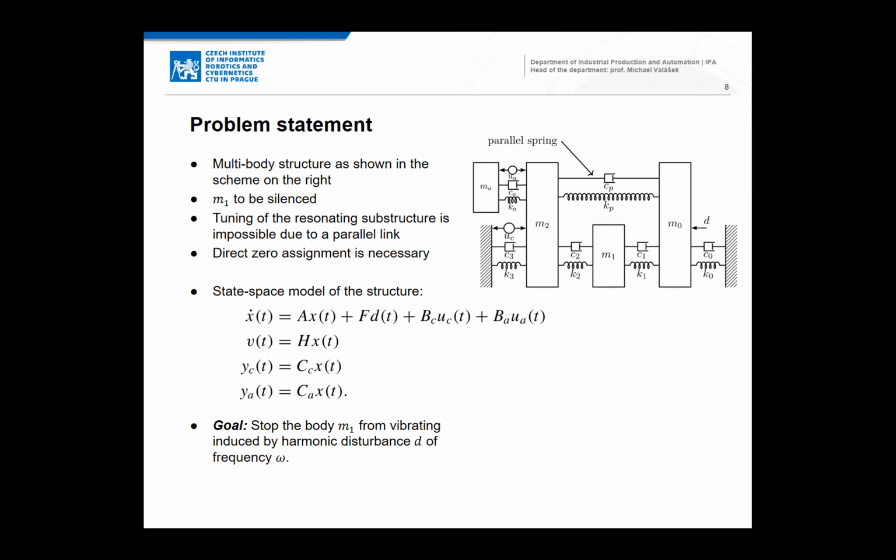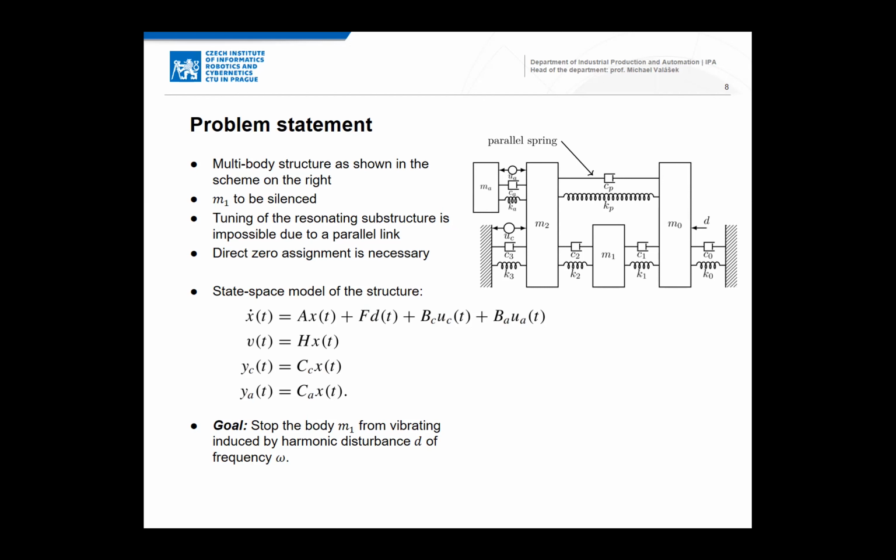The typical procedure is to tune the absorber with the body M2, so that it becomes a resonating substructure, which counteracts the force coming from the body M0 to suppress the vibrations at M1. But in this case, because there is a parallel link, it's impossible. So we have to use direct zero assignment at the transfer function from the disturbance D to the displacement of the body M1.